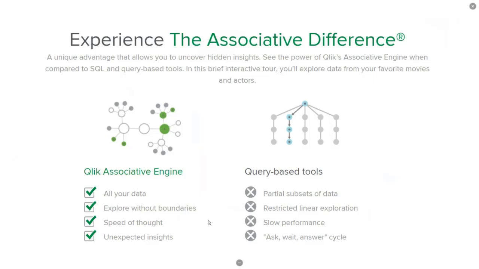Okay. So on the screen now, you just see basically there's two differences. The Qlik Associative Engine, which is our patented process that aggregates data automatically on the fly with every selection, helps you explore data freely without boundaries, and basically provides speed of thought analysis and helps you uncover unexpected insights, versus query-based tools where you're limited to the number of queries that are written within partial subsets of data, and you're restricted to linear exploration without seeing the related or unrelated data.